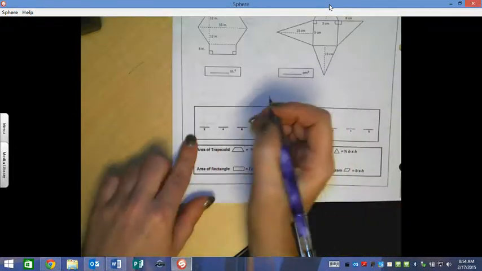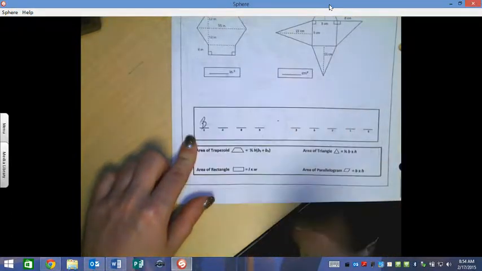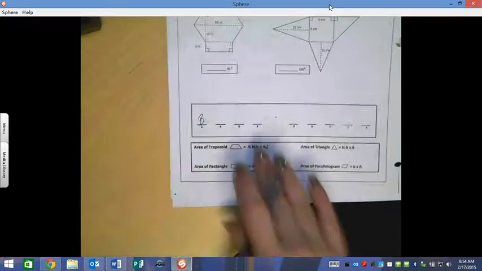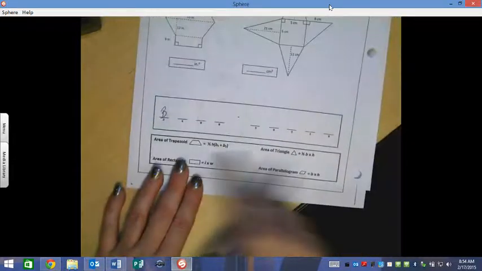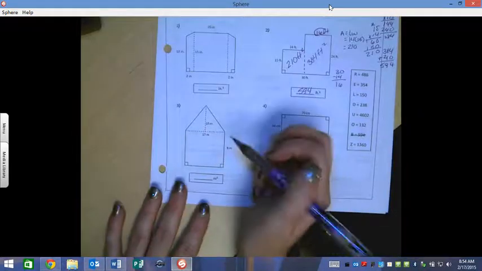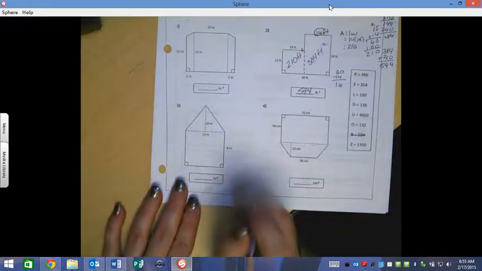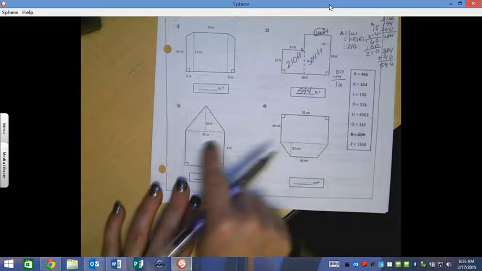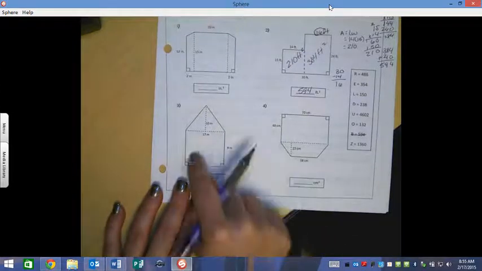Anywhere we see a number 2, we're going to put a B. That's the only one? Yep, that's the only one. So remember, your formulas are right here if you need them. What you need to do is find the area of each of these individual shapes. So you've got a triangle here and a rectangle here.